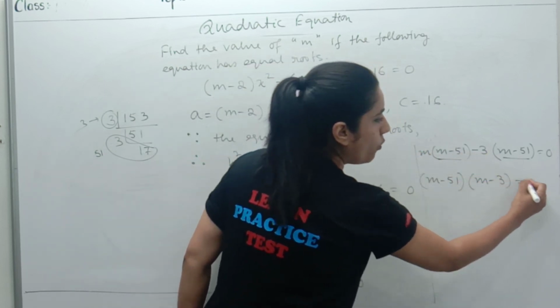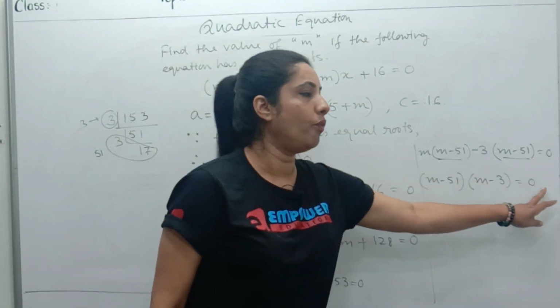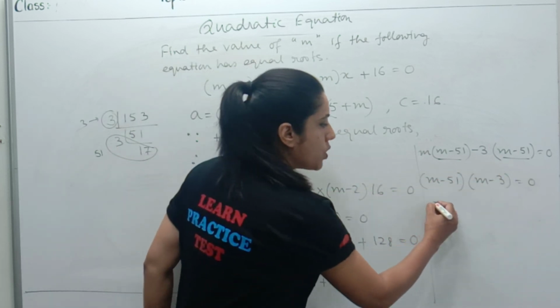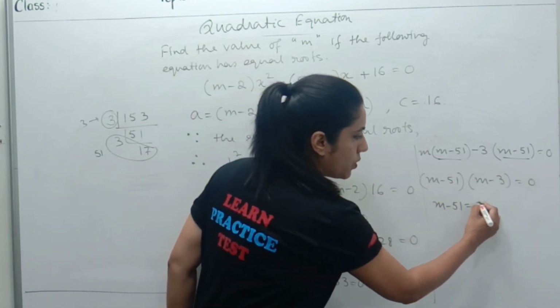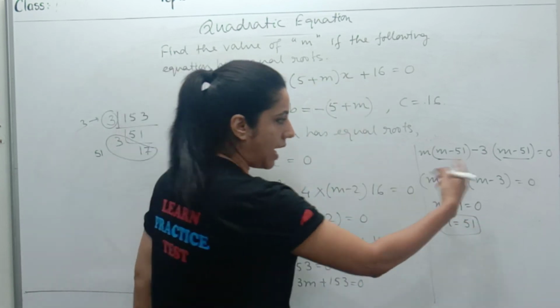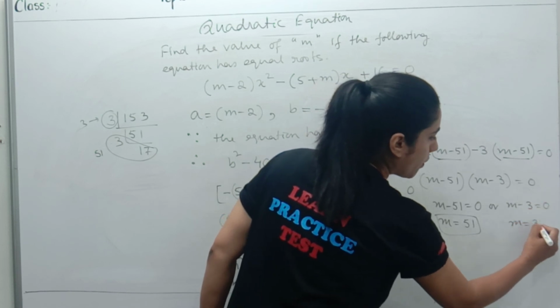So we are getting two factors here again. I told you that when a into b equal to 0, we can make them separately 0, that is a equal to 0 and b equal to 0. So m minus 51 equal to 0, we get m is equal to 51, and the other factor, m minus 3 equal to 0, we get m is equal to 3.